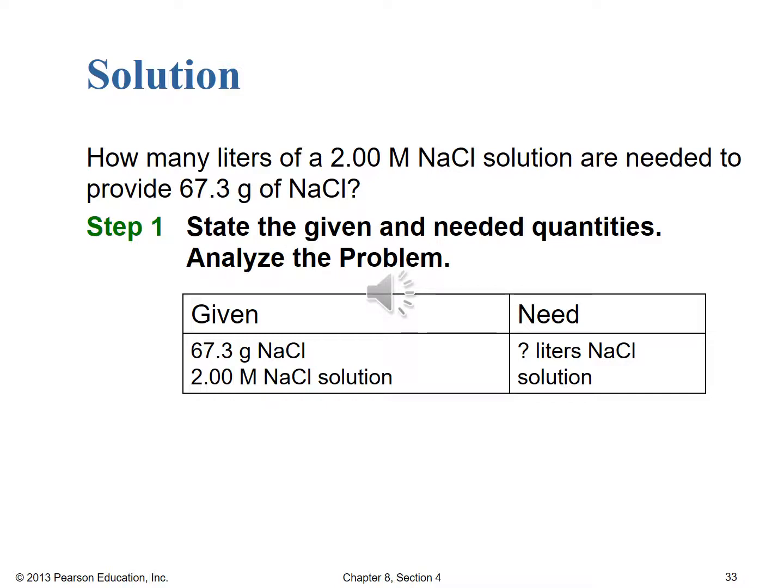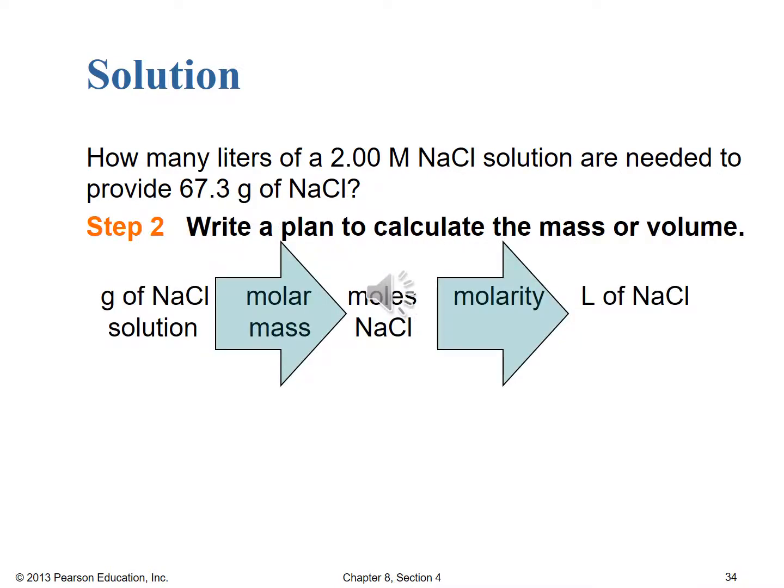Okay, so here we are in step 1, analyzing the problem. This time we see we're given 67.3 grams of NaCl. We are told that it's a 2.00 molar NaCl solution, so we need to know how many liters of NaCl solution would be needed to take that mass of NaCl and make that concentration of solution. Moving on to step 2 here, starting with the grams of NaCl, we use the molar mass to get the moles of NaCl, and then the molarity to find the liters of NaCl solution necessary.